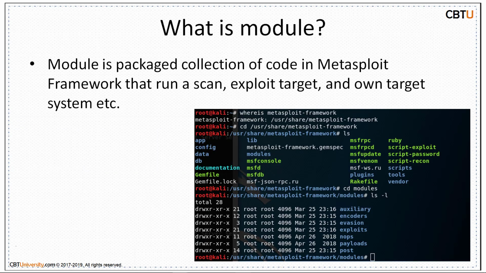Metasploit framework in Kali Linux is installed in the /usr/share/metasploit directory. ls will display all the files and folders here. And when you go to the modules, it displays 7 types of modules. Let us jump into Kali Linux.